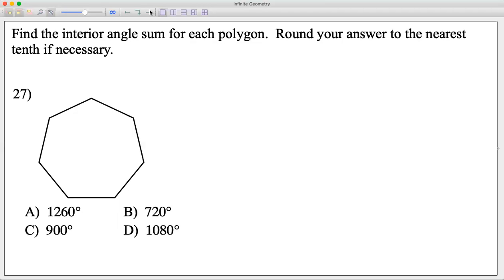What if we wanted to find one of them? So the formula is you take the answer to whatever 180 times n minus 2 is, and you divide it by n. If you missed this question, hopefully it's because you didn't read it carefully. They're not really different formulas, essentially. It's the same formula, just one you're dividing by n, one you're not. One is the sum, one is one of them. Read it carefully. Is it asking me for the sum or asking me for one of them? It's asking me the sum, so it's this one.